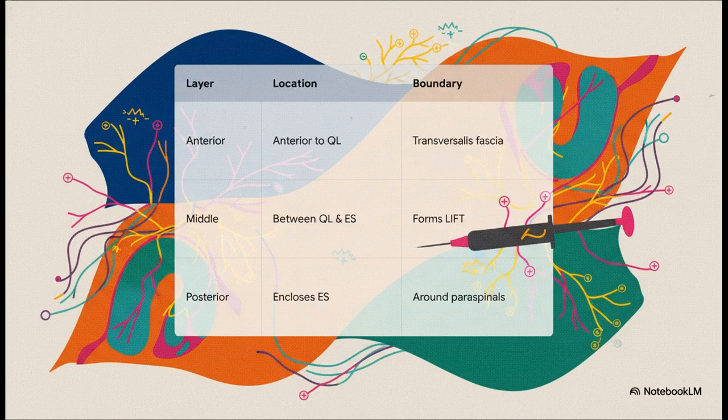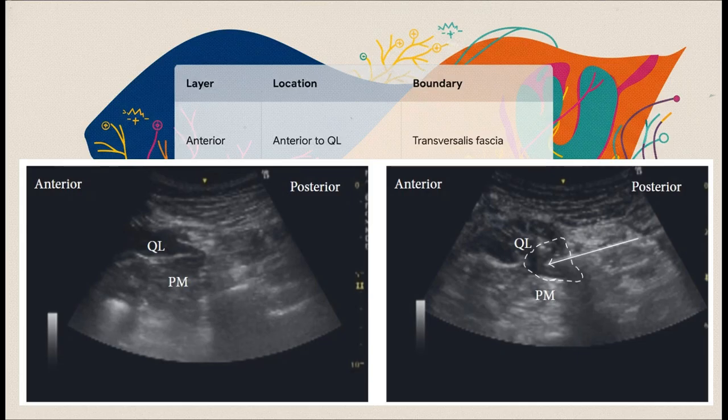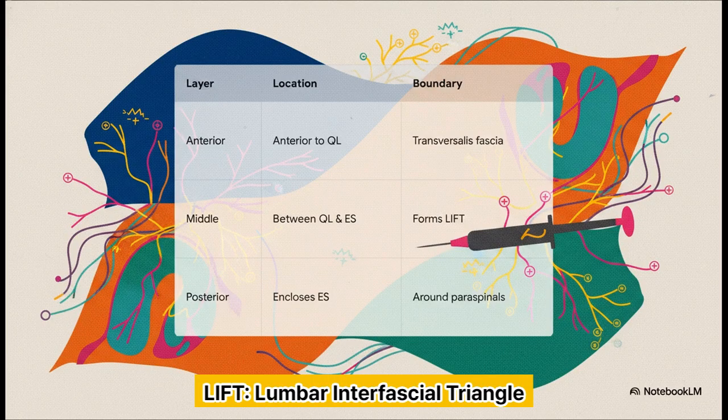Let's break down this thoracolumbar fascia into its 3 distinct layers, because understanding exactly where your needle tip sits among these layers is absolutely non-negotiable. First, we have the anterior layer. This sits, as you'd expect, anterior to the QL muscle. It blends medially with the fascia of the psoas major and laterally with the transversalis fascia. An injection deposited here tends to spread cranially, slipping right under the lateral arcuate ligament straight to the endothoracic fascia.